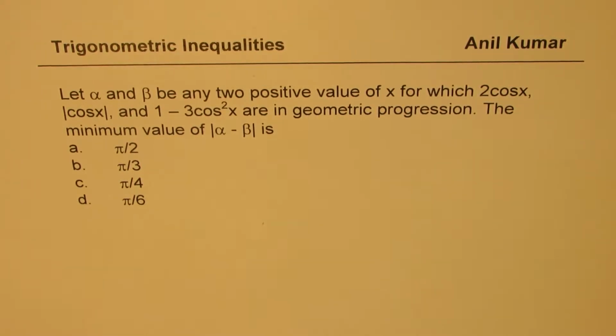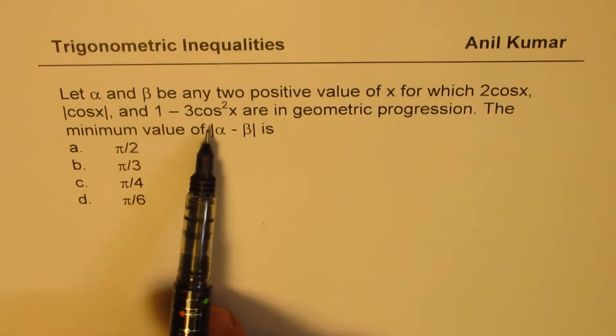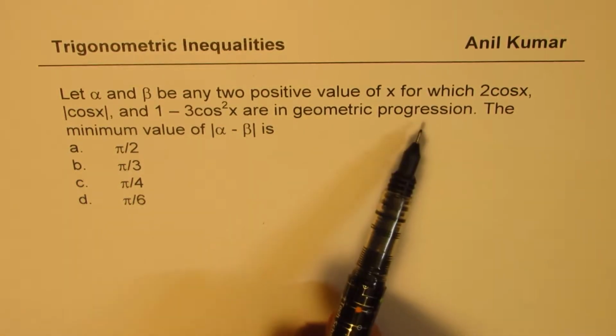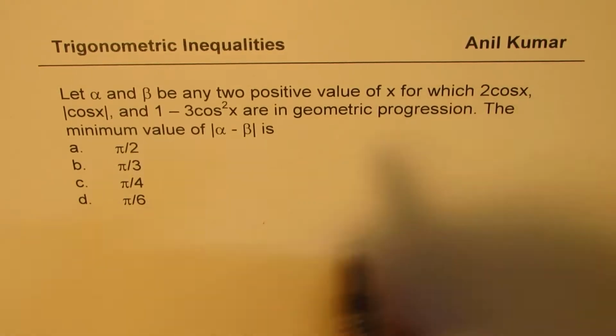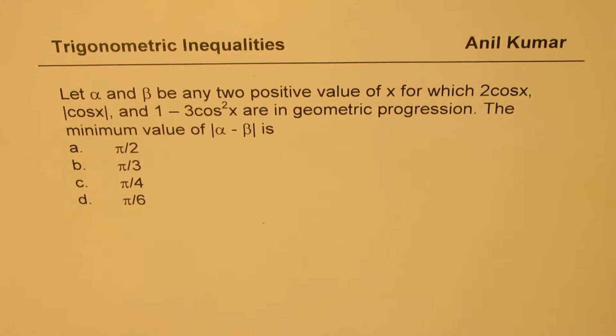The question here is, let alpha and beta be any two positive values of x for which 2 cos x, absolute value of cos x, and 1 minus 3 cos square x are in geometric progression. The minimum value of absolute value of alpha minus beta is what? 4 options are given to you. You can always pause the video, answer the question, and then look into my suggestions.